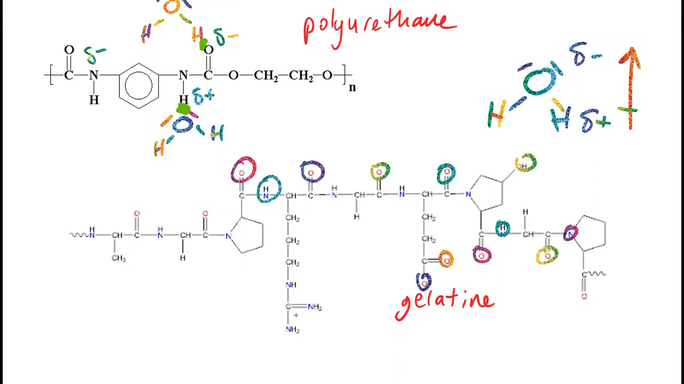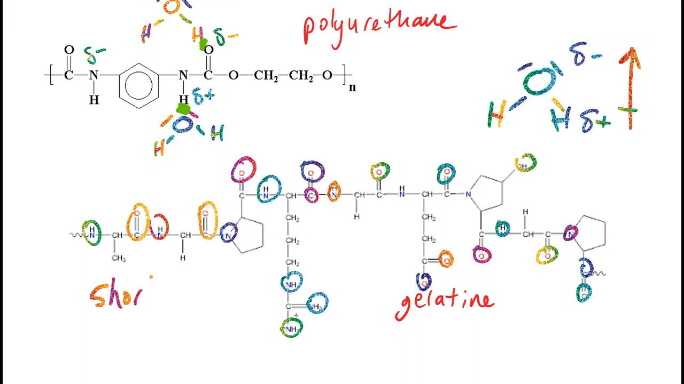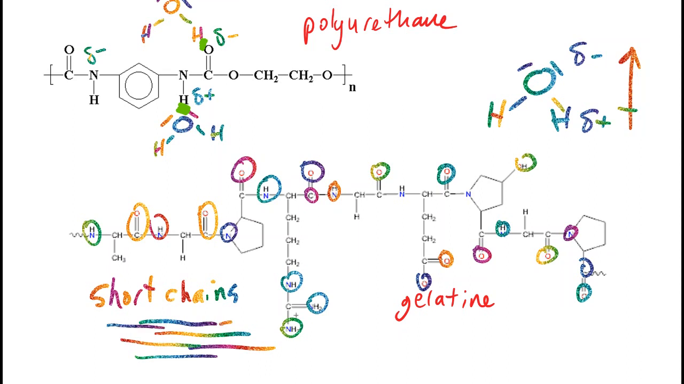Now the gelatin is a different story. There's many places all circled there where hydrogen bonds can be formed, which will allow it to dissolve, and the gelatin is much shorter chains, so the water can actually start to pull apart these gelatin chains as the water molecules infiltrate these short chains.